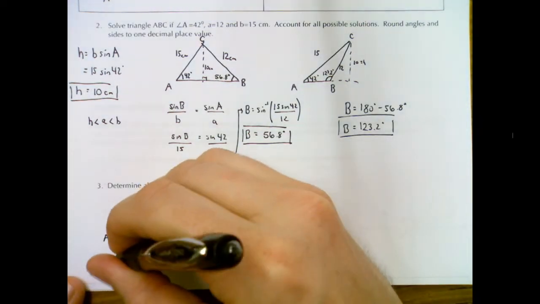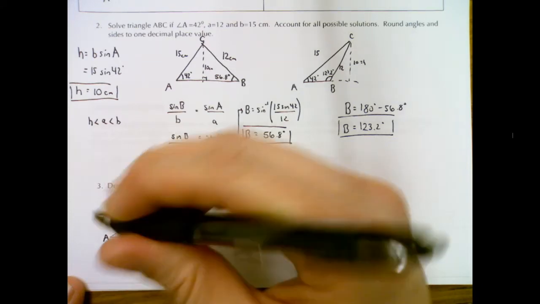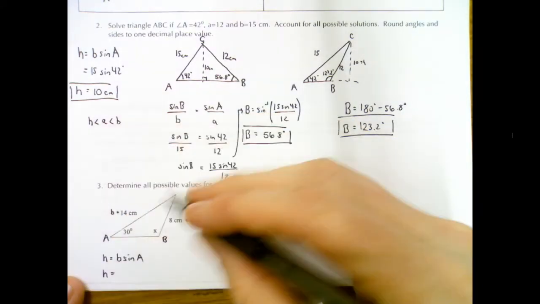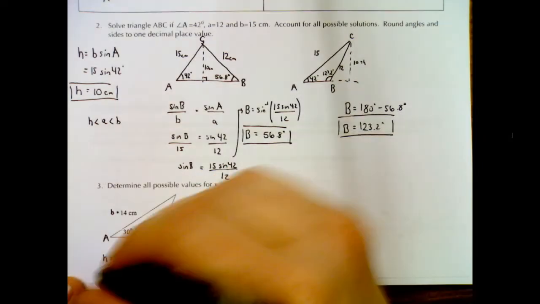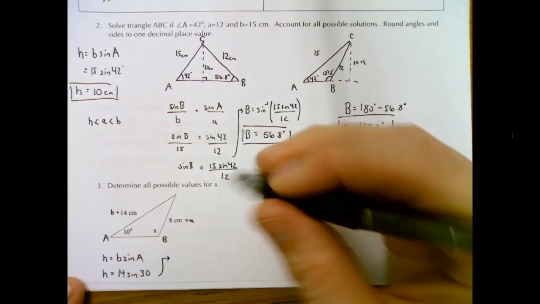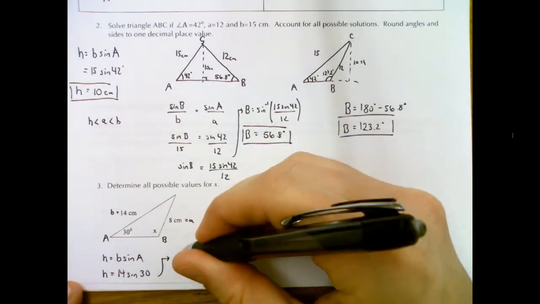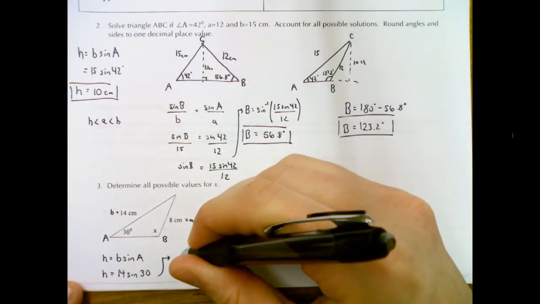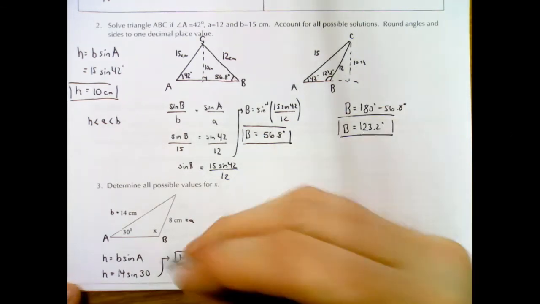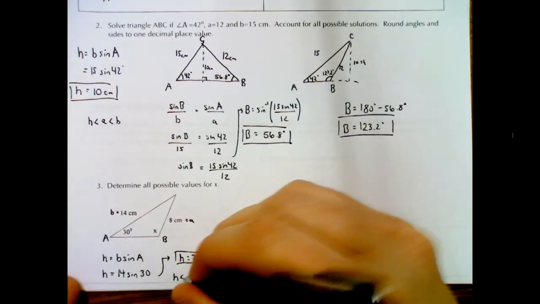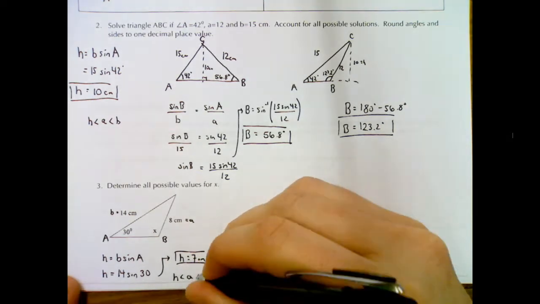Height equals B sine A. B is 14, sine 30. 30 is one of those special triangle angles. If you remember, sine 30 is a half, and a half of 14 is 7. So the height is 7 centimeters. And in this scenario, the height would be the smallest, A is next, and B is the biggest.